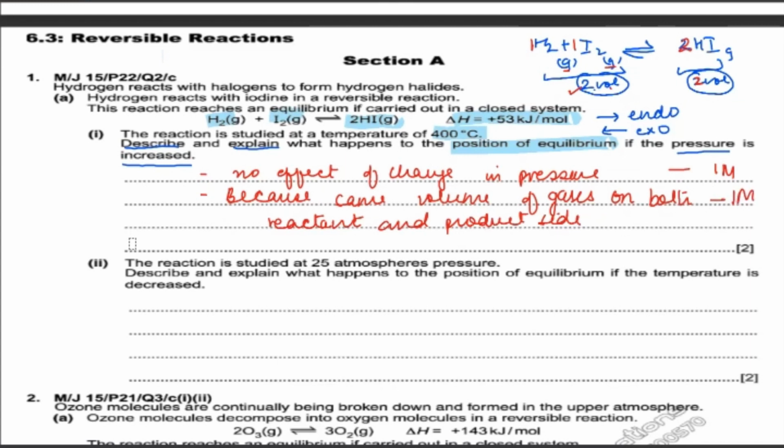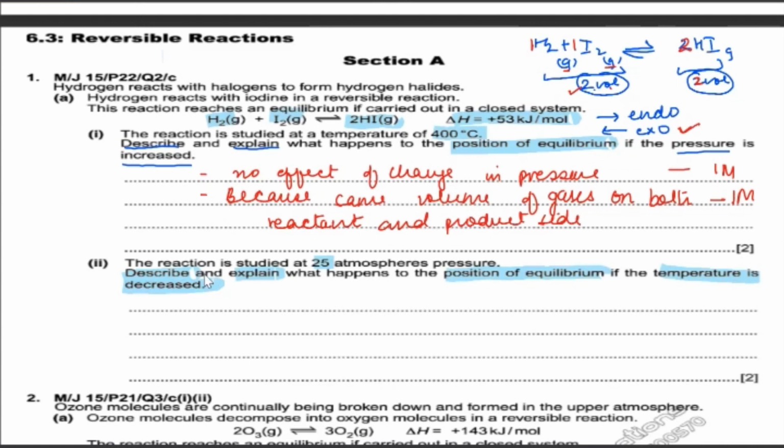Coming to the next question, it says that the reaction is studied at 25 atmospheric pressure. Describe and explain what happens to the position of the equilibria. That means which side the equilibria will be shifted if the temperature is decreased. Now, we always know that the decrease in temperature always favors the exothermic side. So that means the reaction is going to go in the backward direction.